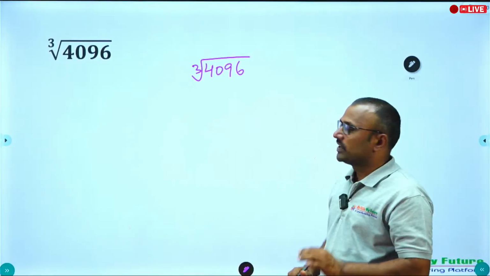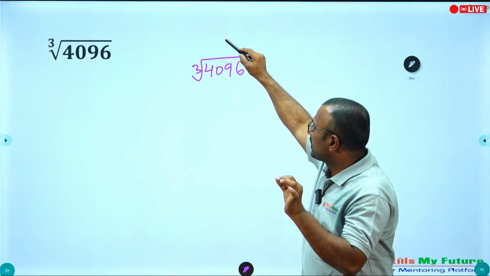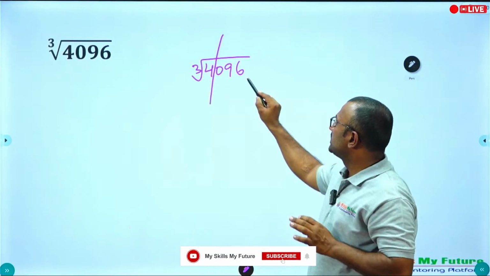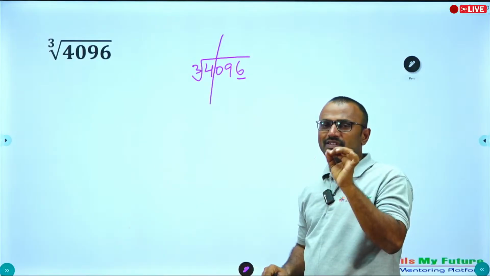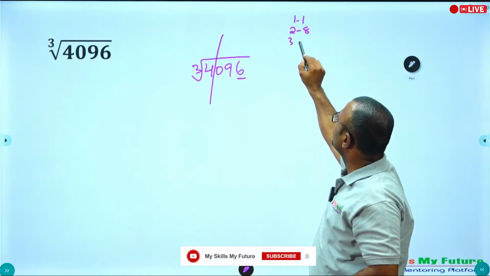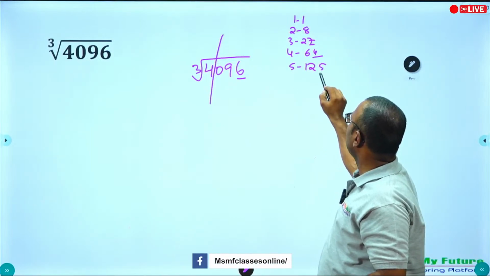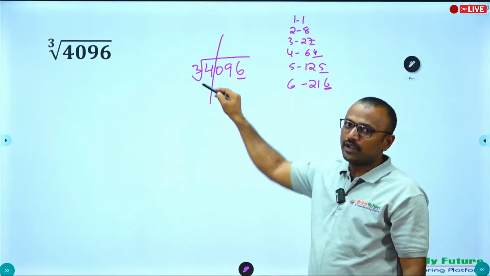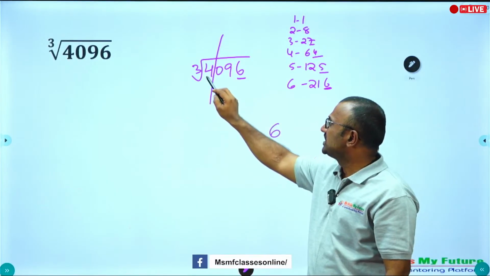Okay, so first of all, just separate the last 3 digits. Which number's cube ends with 6? 1 cubed ends with 1, 2 cubed ends with 8, 3 cubed ends with 7, 4 cubed ends with 4, 5 cubed ends with 5, 6 cubed ends with 6. So this is the one number whose cube ends with 6. Write 6 here.